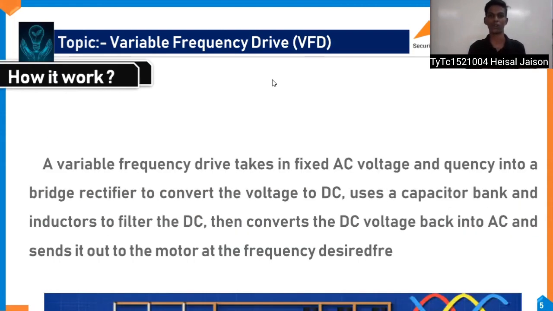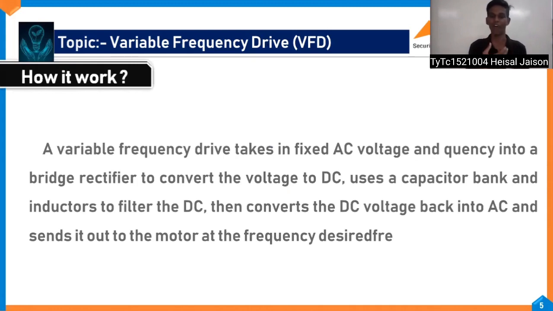Then there is a small definition of how it works. As I said earlier, a frequency drive takes AC as input. So it takes AC input, and there is a rectifier box first which converts AC into DC. As I said already, it is giving us a pulsating DC. So we need a pure DC for the equipment to work.